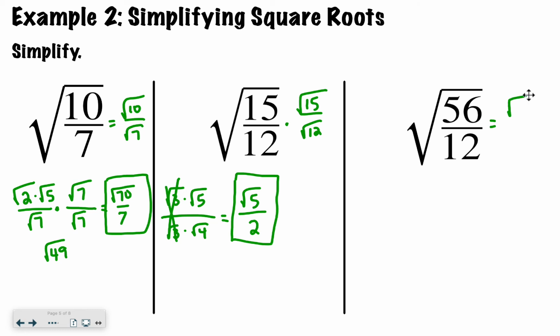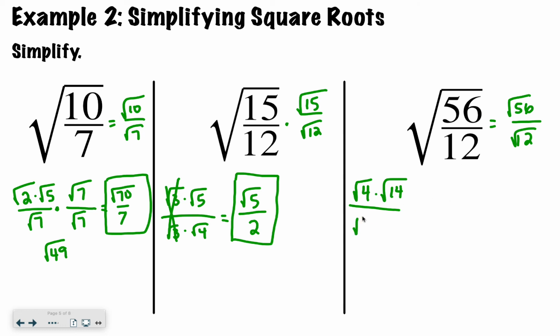So again, square root of 56 over the square root of 12. So if I were to break up 56, I think 56 is divisible by 4. It is. So I'm going to do the square root of 4 times the square root of 14, because 4 times 14 is 56.